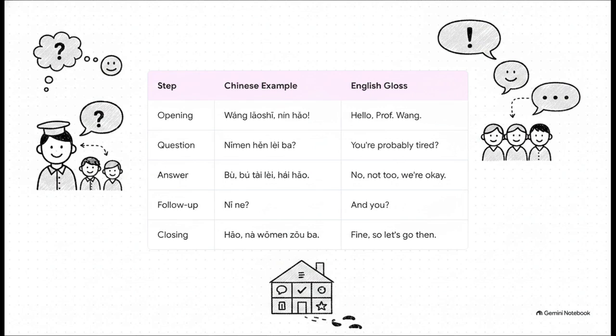Wang Laoshi, nin hao. Hello, Prof. Wang. Next, Professor Wang hits that question block. Nimen hen lei ba? You're probably tired. Then the students fire back with the context-appropriate answer. Bu tai lei, hai hao. No, not too, we're okay. Next is a quick follow-up to keep the ball rolling. Ni ne? And you? And finally, the closing block wraps the whole thing up. Hao, na women zou ba. Fine, so let's go then. Just like that, boom, the house is built.